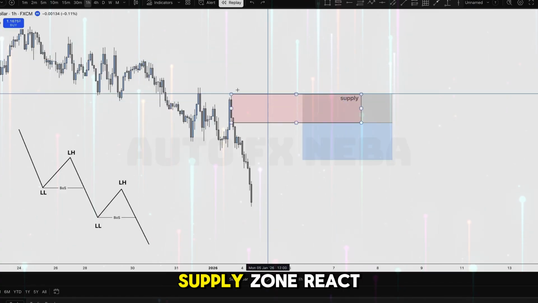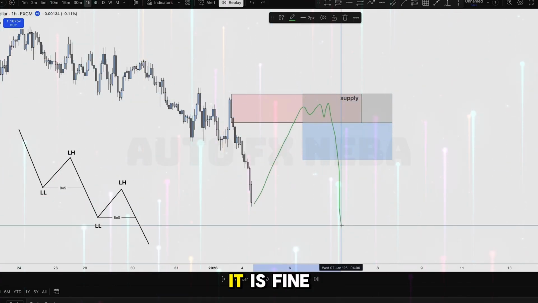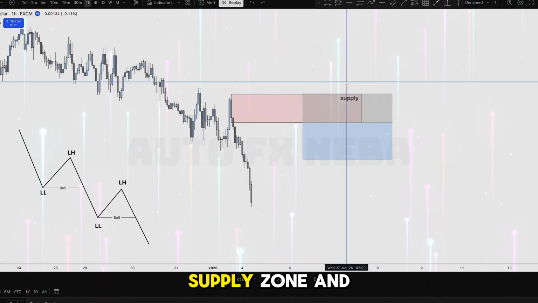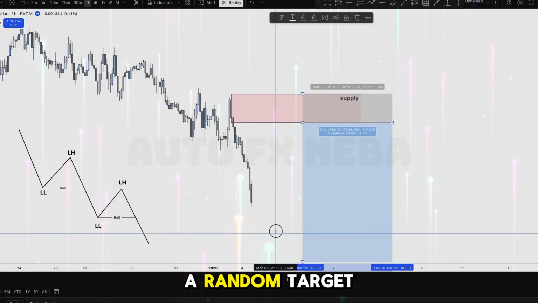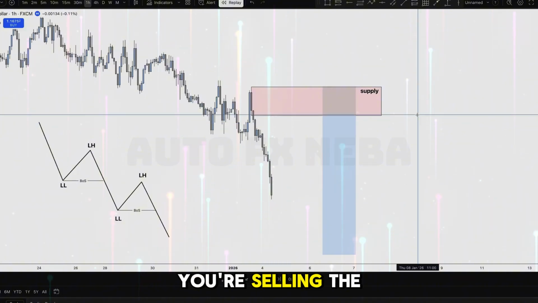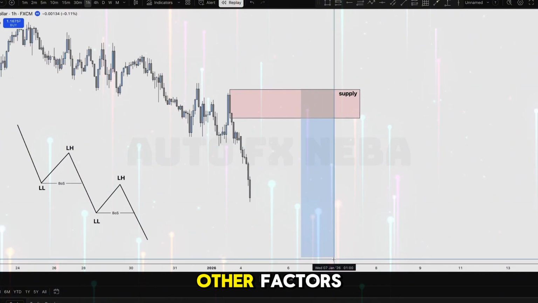So we want to see the supply zone react perfectly, basically anywhere inside this range but not above it is fine. For positioning stop losses, we just put them over the supply zone. And then target wise, we pick a random target, we'll go there for this trade. But that's how your trade would be positioned. You're selling the supply, stop over the high, target wherever your target was going to be based on other factors.